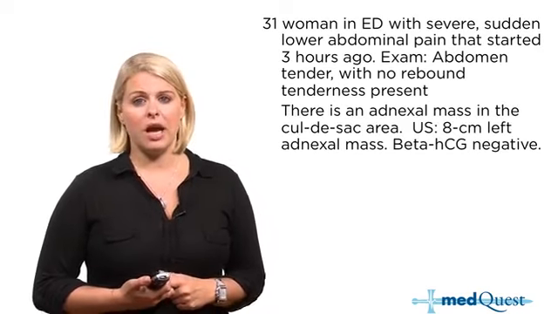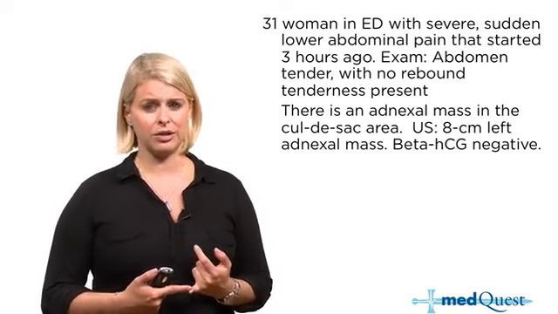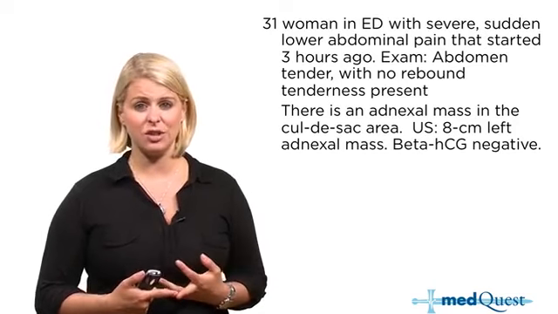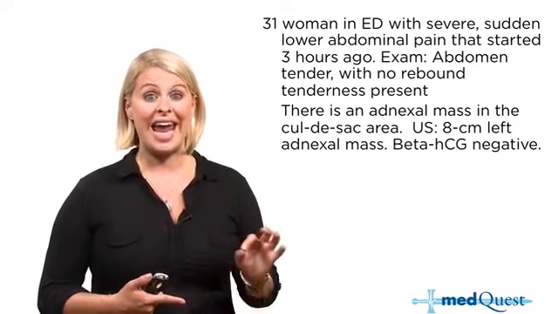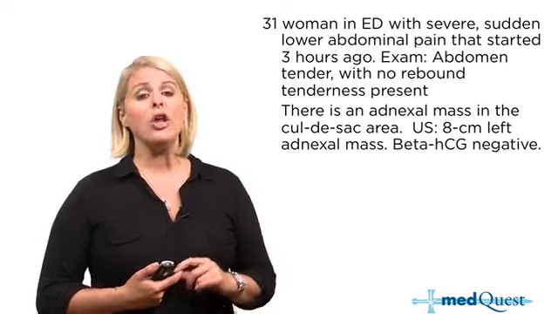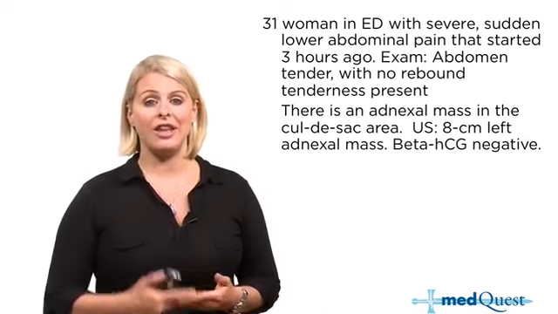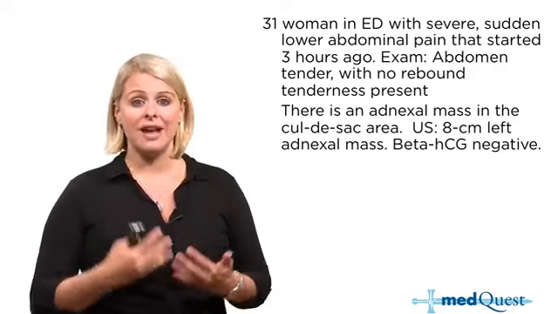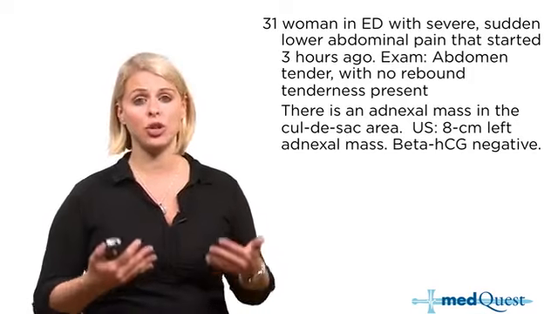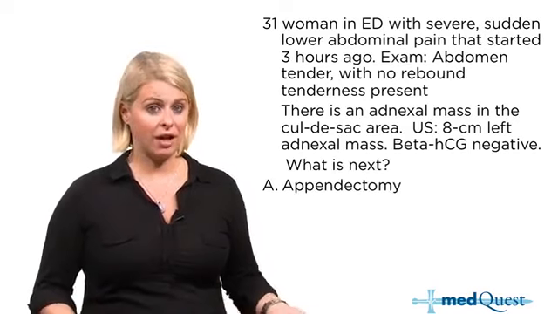A 31-year-old woman presents to the ED with severe, sudden, lower abdominal pain started 3 hours ago. Her abdomen is tender, but no rebound tenderness is present. There's an adnexal mass, and ultrasound shows an 8-centimeter adnexal mass. Here's your key: your beta-HCG is negative. The reason they tell you your beta-HCG is negative here is because they don't want you to think it's an ectopic pregnancy. If the test wants you to answer something about a simple cyst, they have to make sure that you know it's a simple cyst. If they want you to answer something correctly, they have to tell you something.